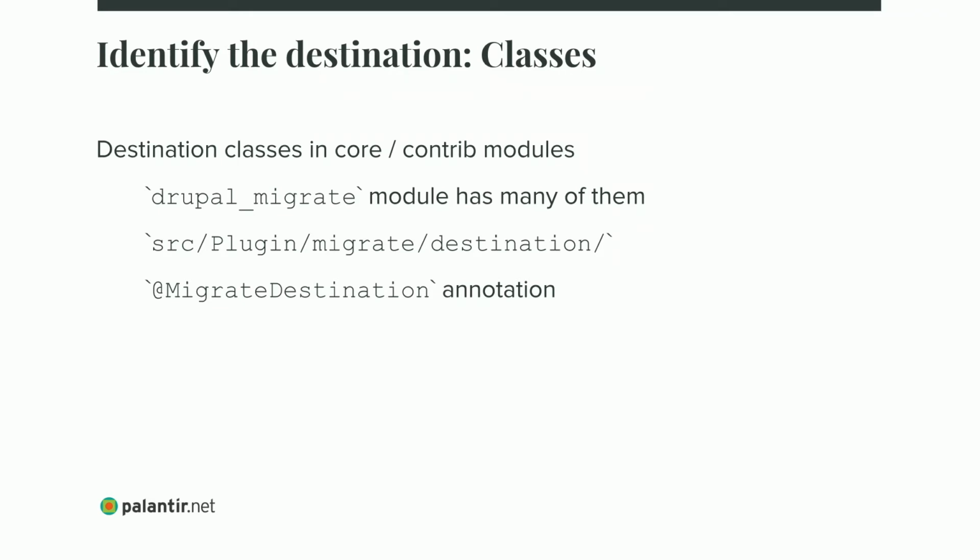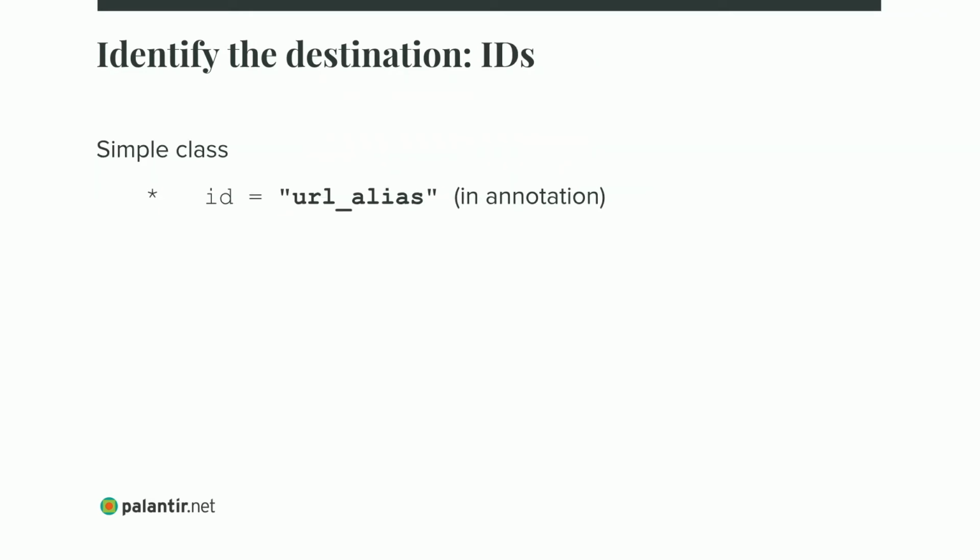Once you've found a class that makes sense, or that might make sense, you'll look for this part of the annotation that says this is the ID for that, and this is the name that's used in those migration files. So it'll say id equals, in this case, url_alias. If you're creating URL aliases, this is the one that you'd want to use.